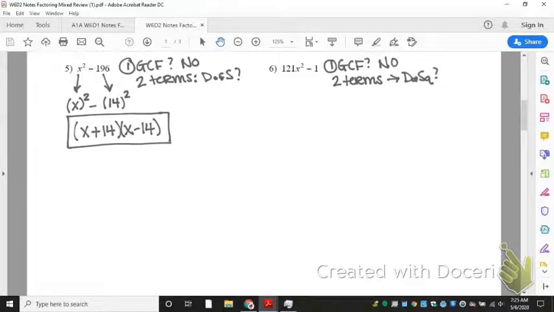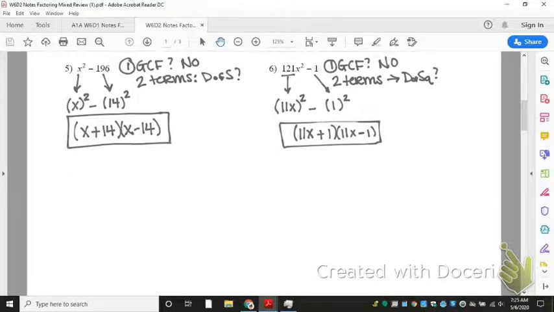In this case, again, it is. 121x squared is the same thing as 11x multiplied by itself, which is 11x, the whole thing squared. And then 1 is 1 squared. So by our definition of a difference of squares, we will have 11x plus 1 and 11x minus 1.